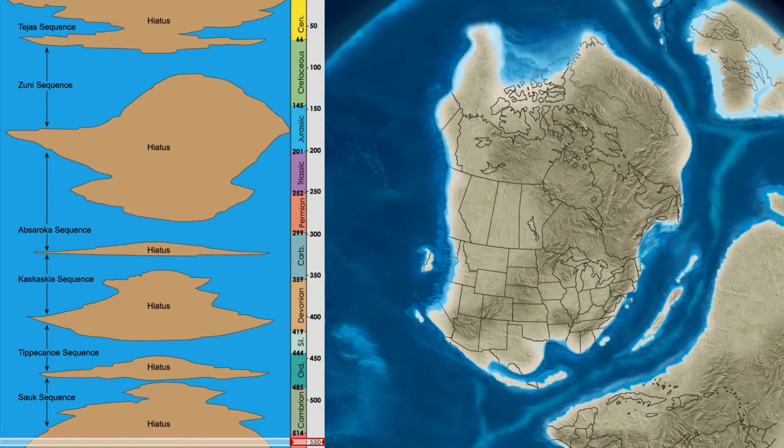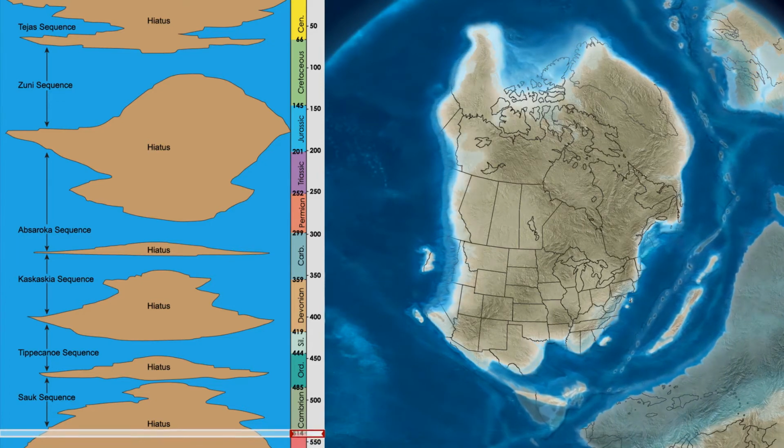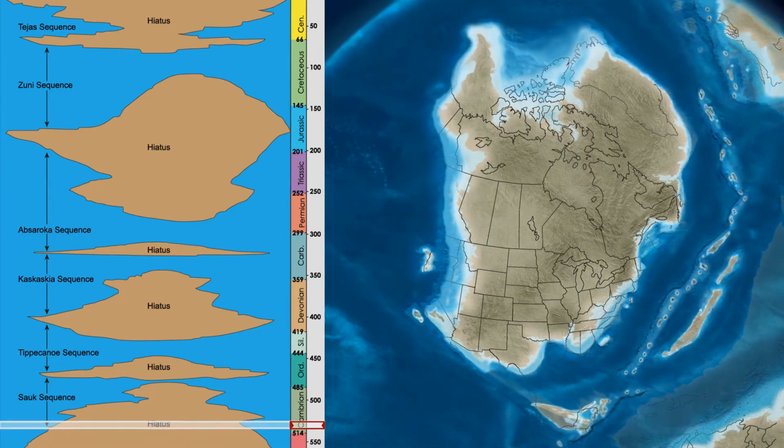Now, the Sauk sequence, you can see from left to right, starts to encroach upon the continent, and what we have is hiatus in between. That means this is areas where we don't have a Sauk, in other words, Cambrian sedimentary record. But by the time we get into the Ordovician, you're going to see that the Sauk sequence pretty much inundates the entire continent. So I'll go ahead and hit play.